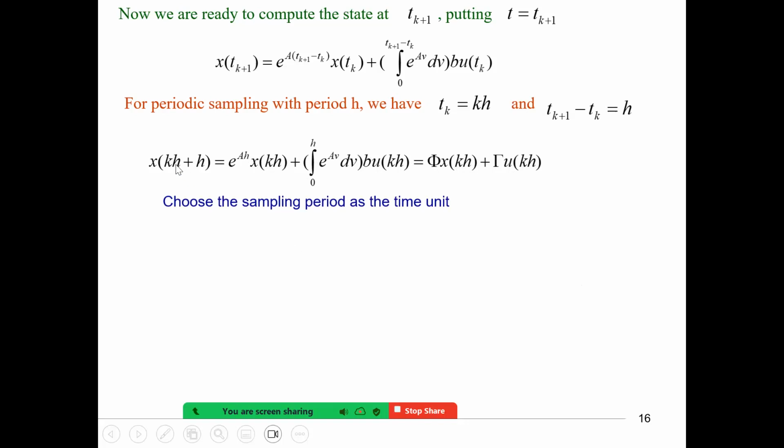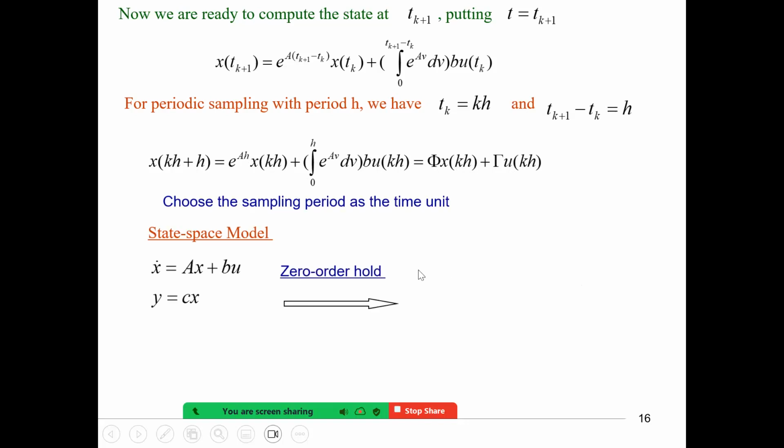Also, to simplify our notation, when we say k plus 1, we don't use kh plus h. We just say every sample instant is 1 unit. We have derived the state space model for discrete time. Since each sampling period is 1 time unit, at the k plus 1 sample instant the state is x_{k+1} equals Phi times x_k plus Gamma times u_k.